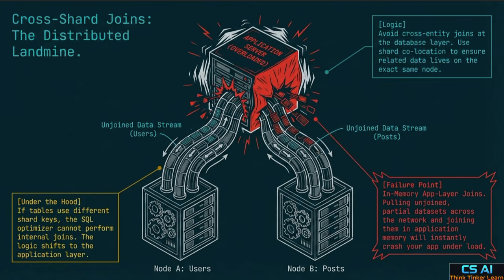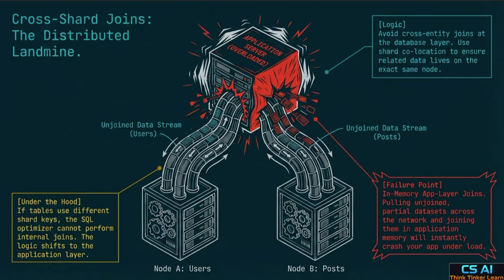The logic is to avoid cross-entity joins at the database layer. Instead, use shard co-location to ensure related data lives on the exact same node. As shown, if node A, which is for users, and node B, which is for posts, use different shard keys, joining unjoined data streams of users and posts directly is problematic.